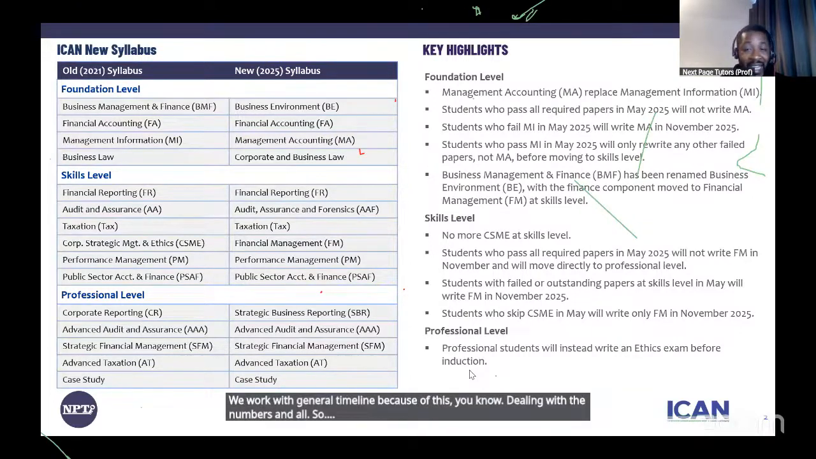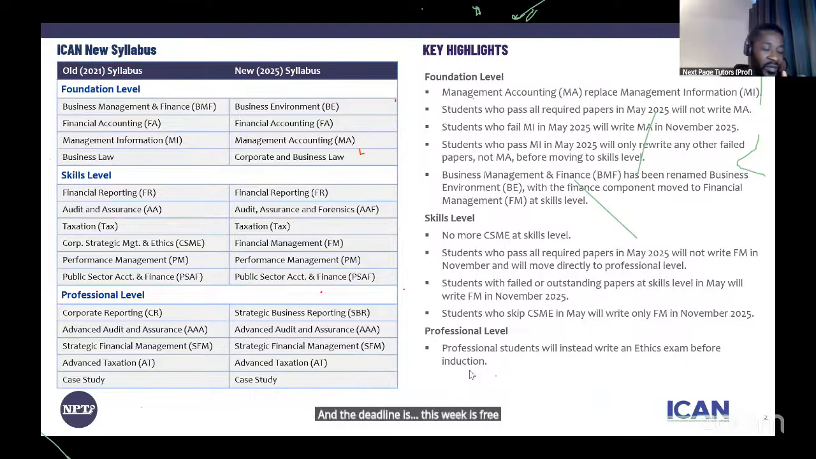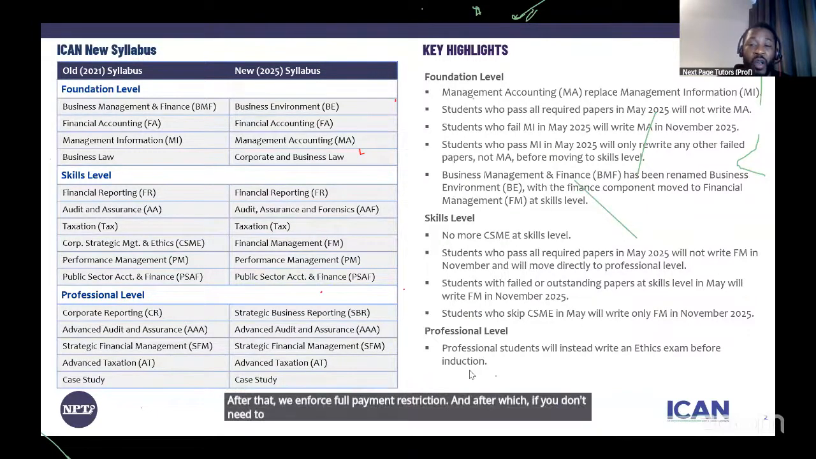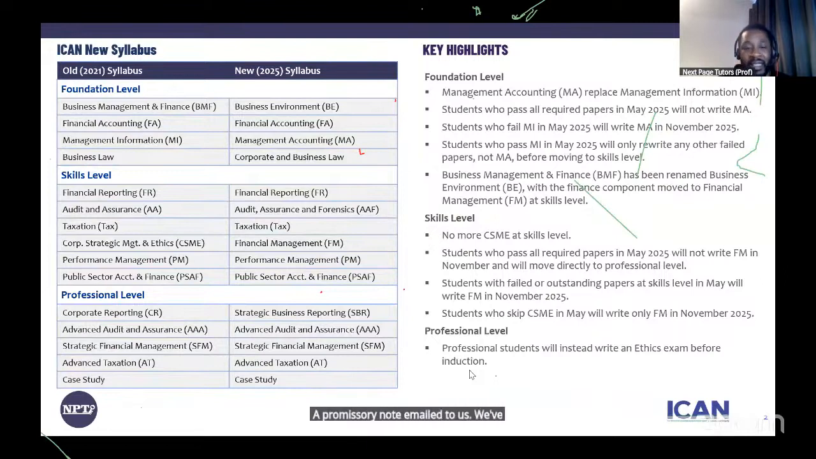So the deadline this week is free. From week 2 to week 4 or so, I think the deadline for payment is August, is it August 1 or 2? So you need to have fully paid by then. After that, we enforce full payment restriction. And after which, if you don't need to continue lecture, you are required to make a promissory note email to us. We've mentioned that during our orientation. Anything outside that is difficult to entertain.